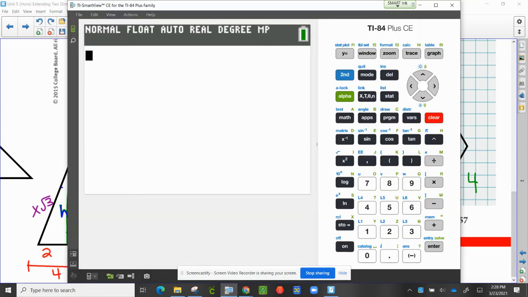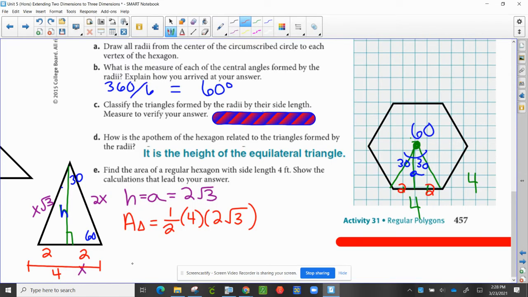Let's do this in a calculator. So we have 1/2 times 4 times 2√3. We get about, let's say, 6.9. So the area of our triangle is about 6.9 square feet.